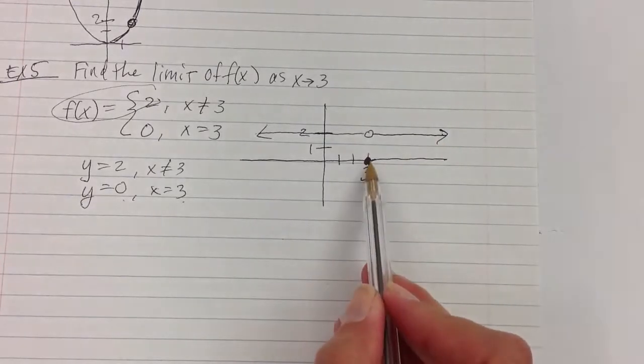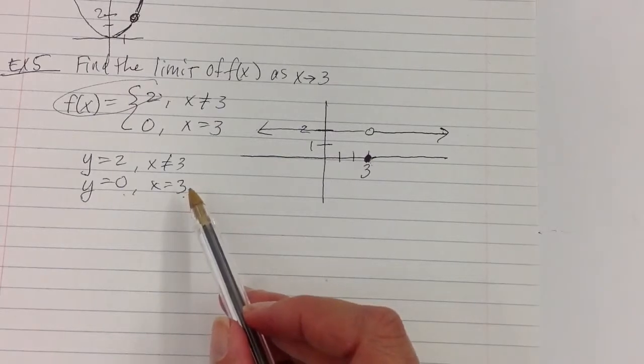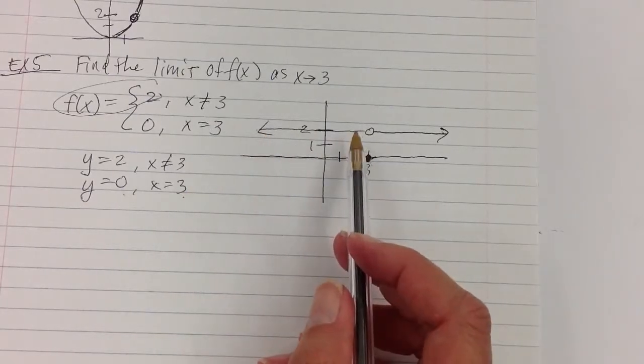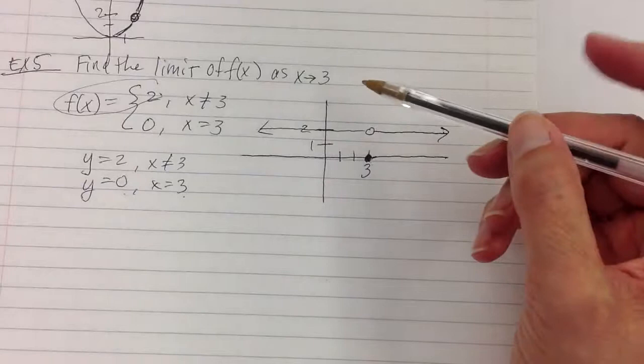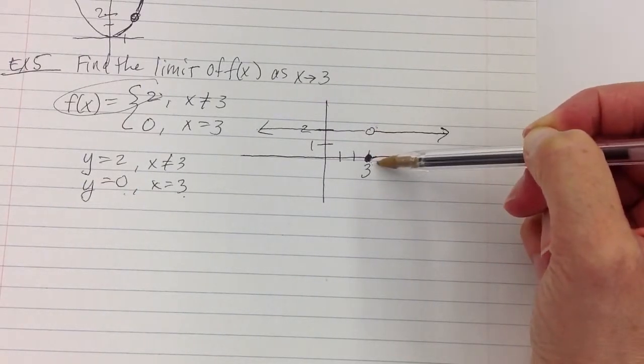When is that one time? When x is equal to 3. Anytime x is equal to anything else, it's equal to 2. Okay. So the question is, what's the limit? Is the limit going to be 2 or is it going to be 0?